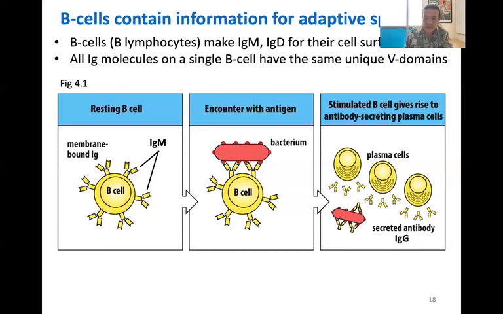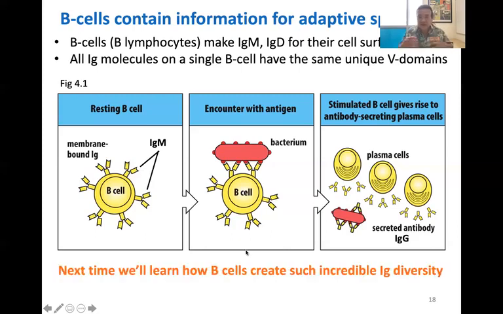Okay. All right, so that's the end of today. Next time, we'll learn how the B cells actually create such an amazing diversity of Igs, starting from the same genome, because all of them are your cells, so they all have your genome in it. So how can you be making hundreds of millions of different variations of proteins every day in these B cells? We'll talk about that next time.